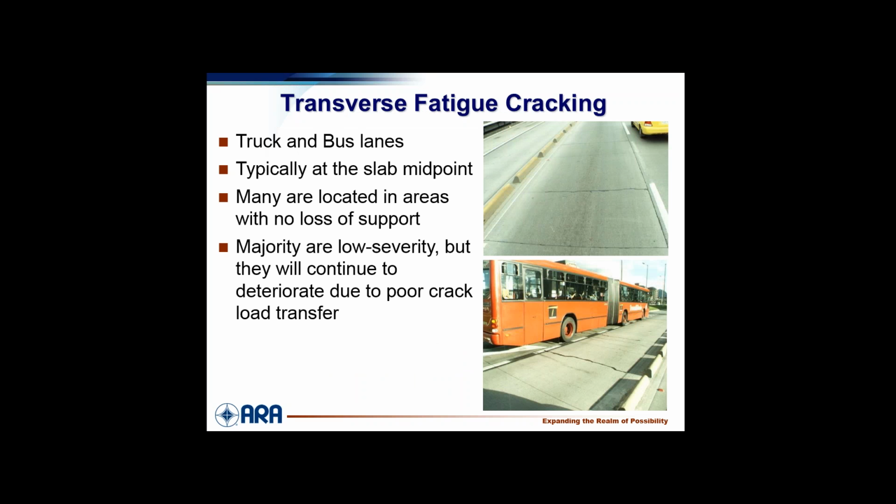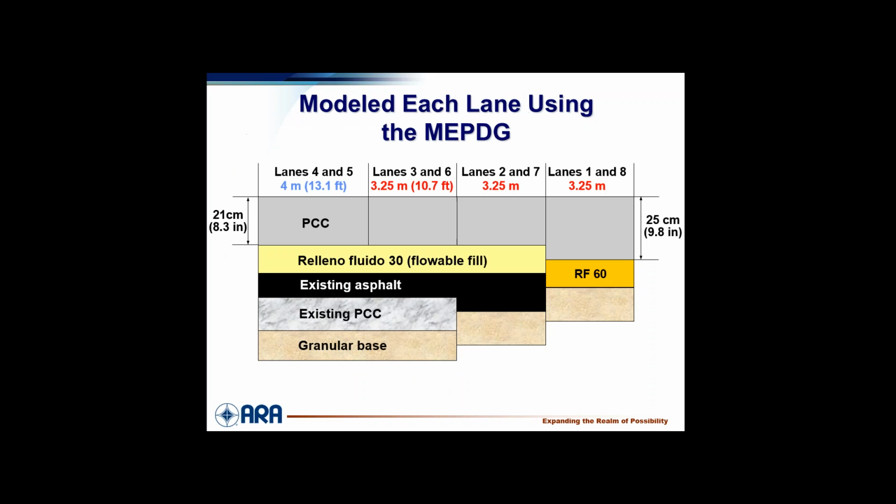So we have a lot of fatigue cracking, transverse cracks, like you see right here, in both the bus lanes and the truck lanes next to it. Typically at the midpoint, right in the middle of the slab. But many are located in areas with no pumping, no loss of support. They're just fatiguing. The majority are low severity, but with heavy loads they continue to deteriorate into a maintenance problem. Okay?